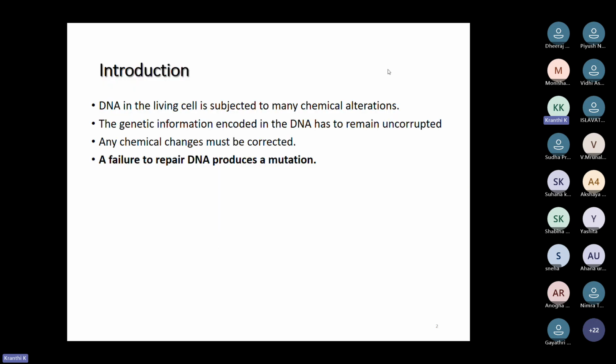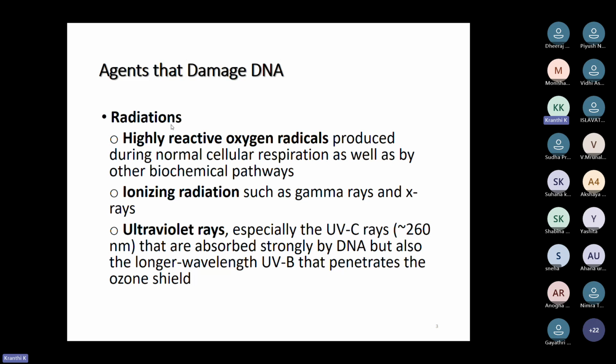Now, coming to the actual content: DNA in the living cell is subjected to many chemical alterations, right? When it is exposed to different chemical alterations, automatically the DNA will get damaged. The genetic information encoded in the DNA has to remain uncorrupted because it has to pass from generation to generation. It should not be corrupted. Any chemical changes must be corrected. A failure to repair DNA produces a mutation. Okay. Then agents that damage the DNA. What are the agents? Just now we discussed. Highly reactive oxygen radicals, those are called free radicals.